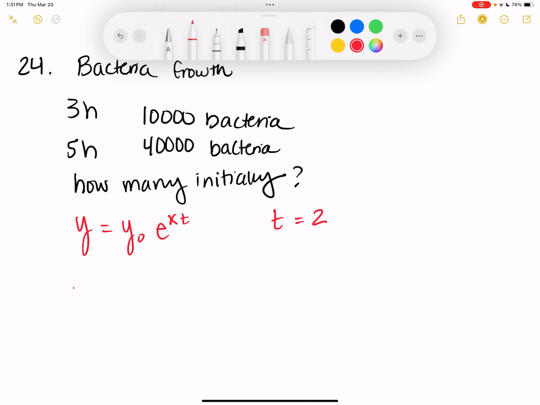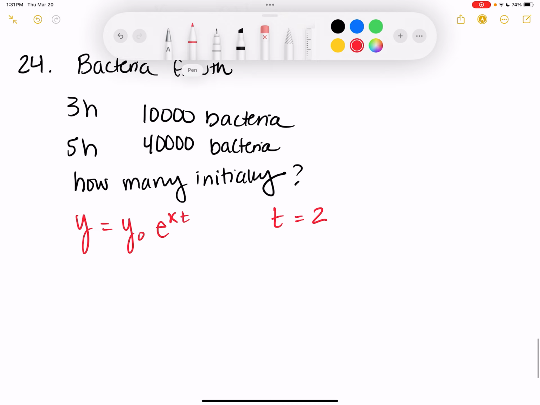So 40,000 equals 10,000 e to the k times 2. So this is e to the 2k equals 4.